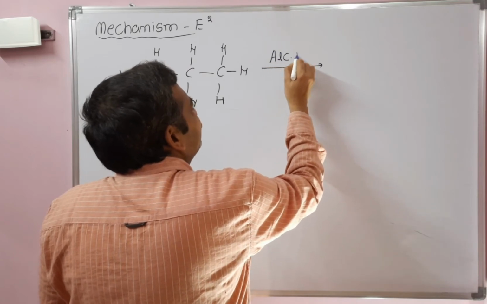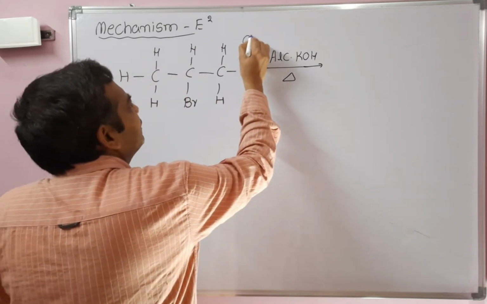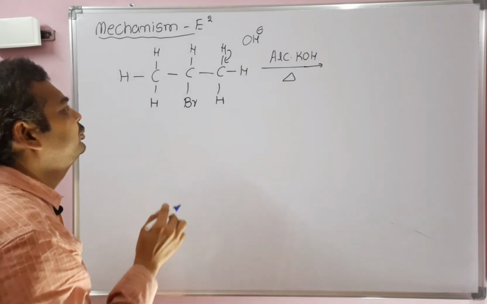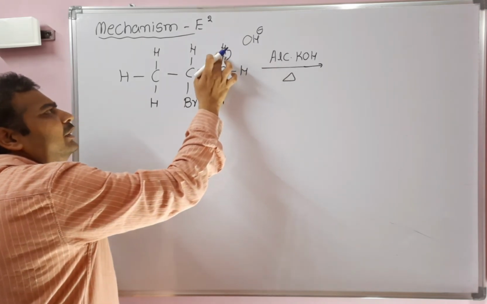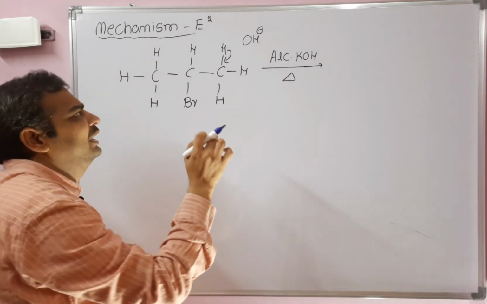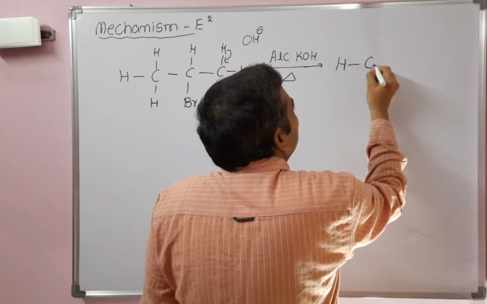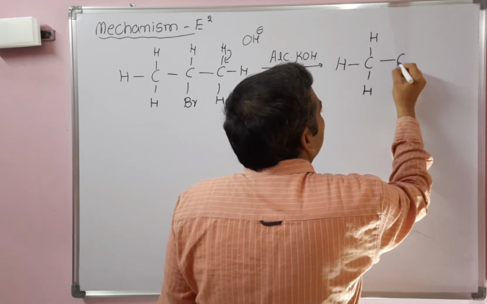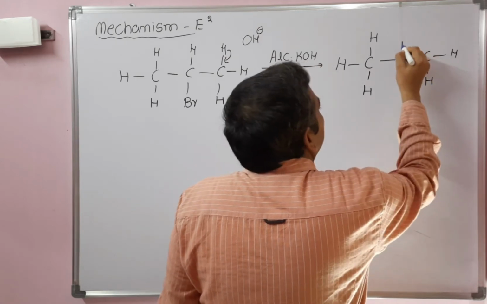Alcoholic KOH, this is a strong base. As I explained, high temperature is required. The OH minus will abstract a proton which is on the beta carbon, which is opposite to the bromo on the alpha carbon. The strong base will abstract a hydrogen on the beta carbon which is opposite to the bromo. That's why it is anti-elimination. During this elimination, one transition state is formed. It is not possible to isolate this transition state.